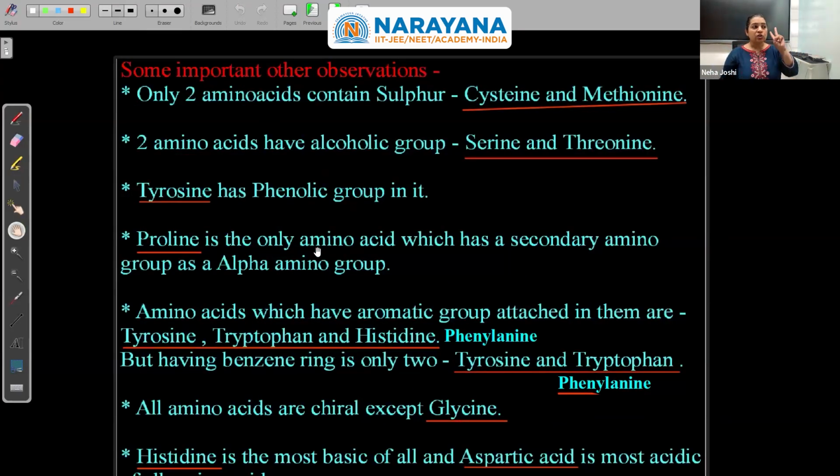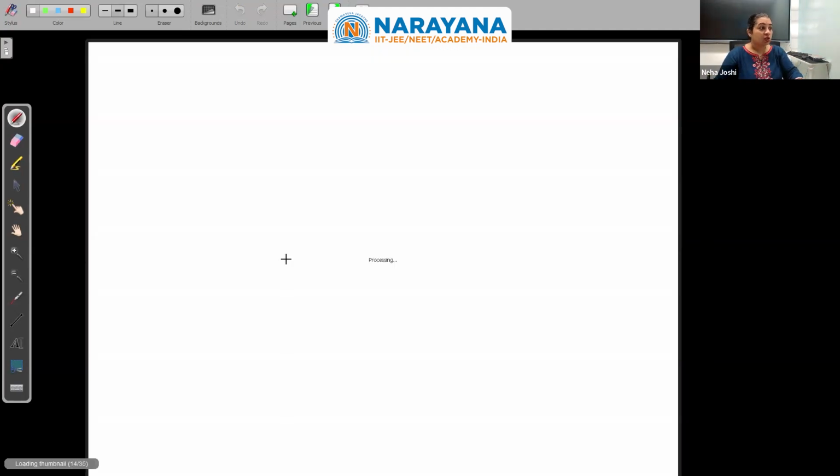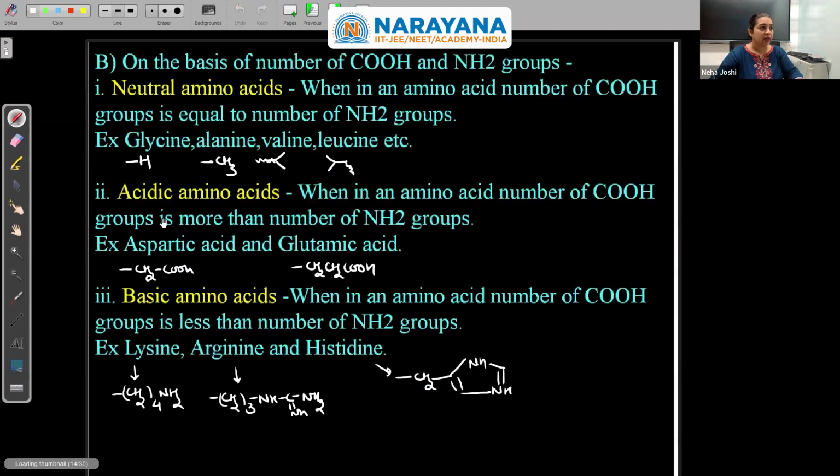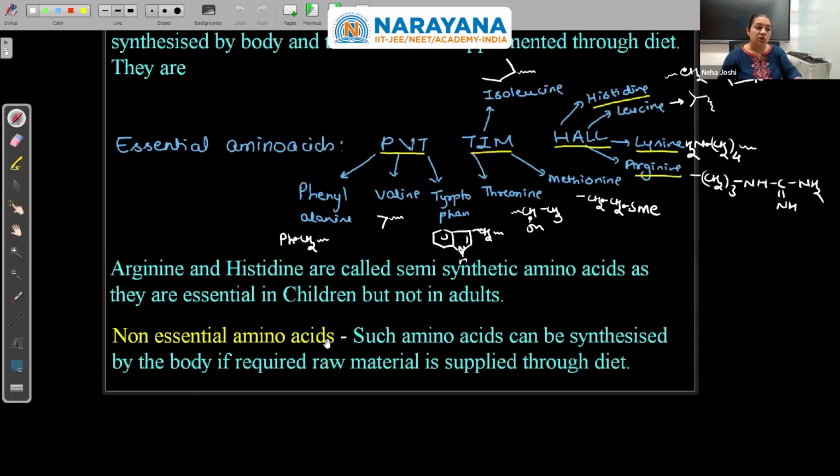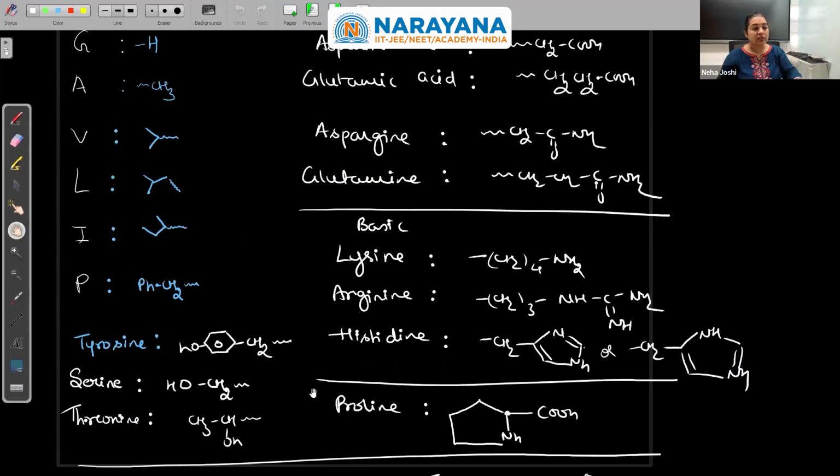Some important other observations, like what type of properties there are and how they can be asked. So only two amino acids have sulfur. One is cysteine, one is methionine. Cystine, which is a dimer of cysteine, is usually not considered as a separate amino acid. Cysteine was CH2SH and methionine was CH2CH2SMe. Let us check again because there is always a scope of forgetting. Okay, let's find where our cysteine is. Cysteine CH2SH, methionine is CH2CH2SMe.